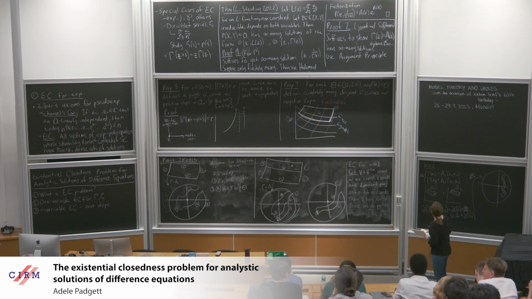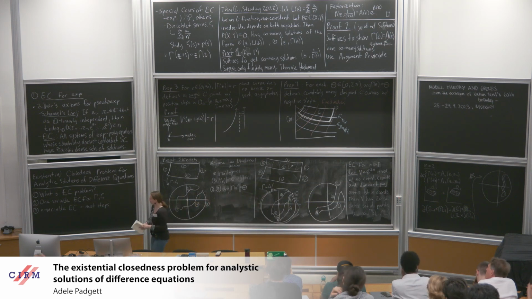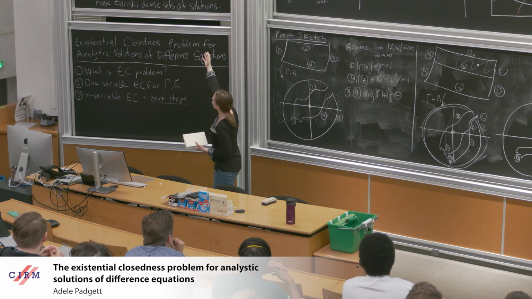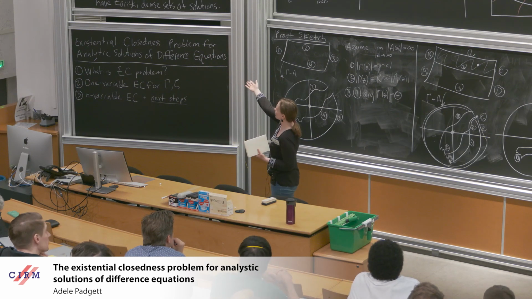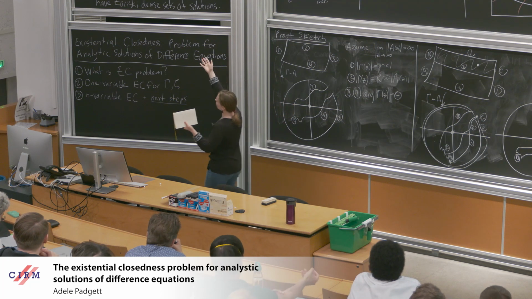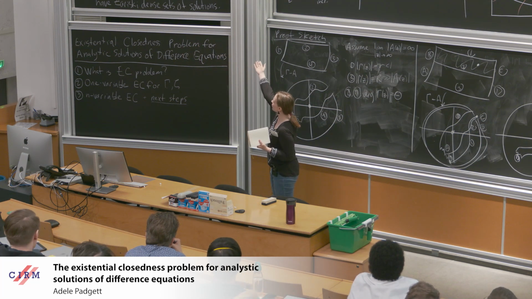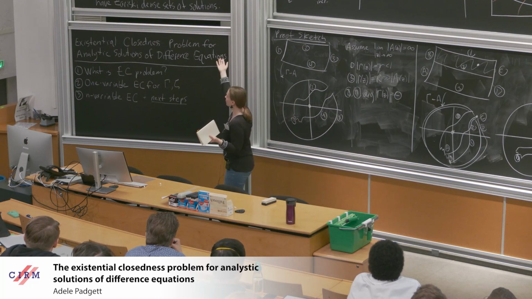So, the last thing maybe I want to say is that, so these next steps, I started by saying existential closedness, you should see it as a counterpart to Schanuel's conjecture, which is a transcendence result.